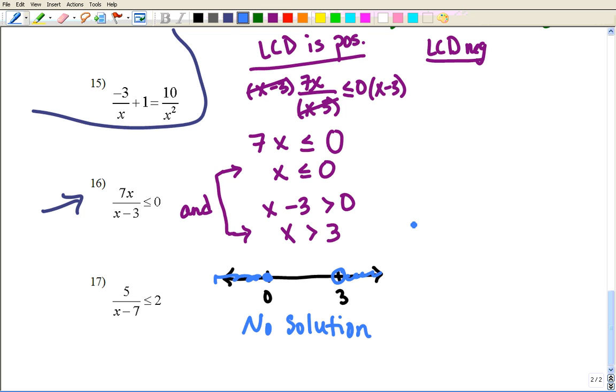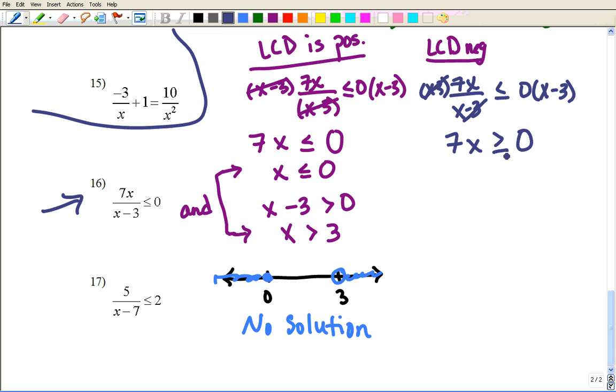But let's go back and look at the negative scenario. So if we have that 7x over x minus 3 less than or equal to 0, and this time when we multiply by x minus 3 and we're pretending that it's negative, the x minus 3's cancel and we have 7x, but because we multiply by a negative, the direction of the sign switches. So then we have 7x is greater than or equal to 0. And when we divide by 7, we'll get x is greater than or equal to 0. And that's the first part.